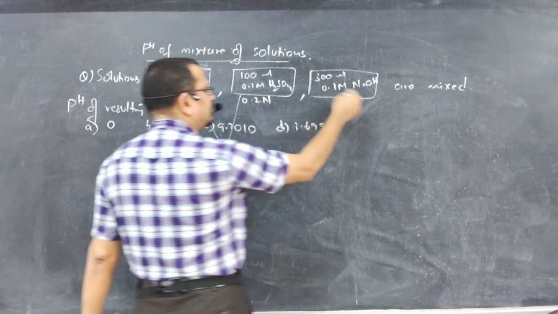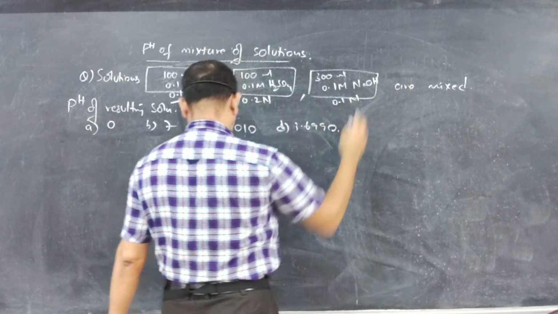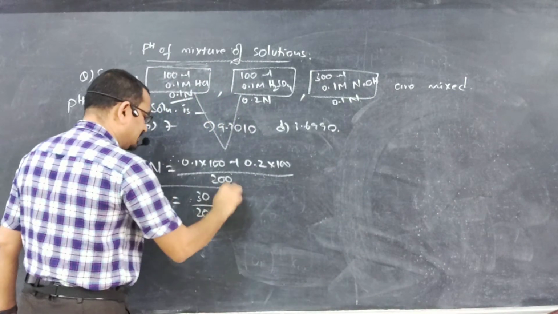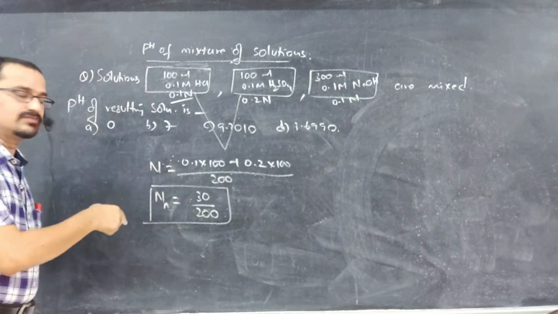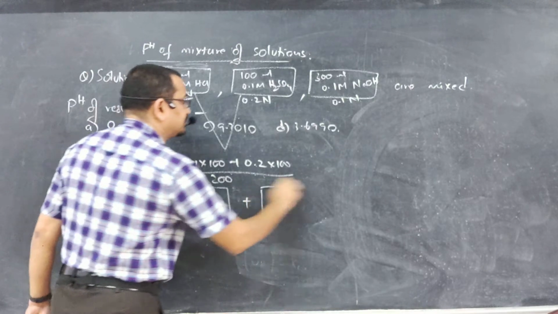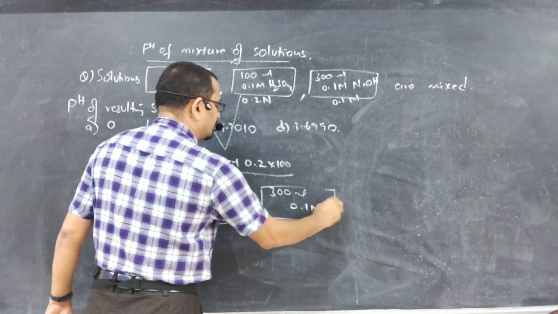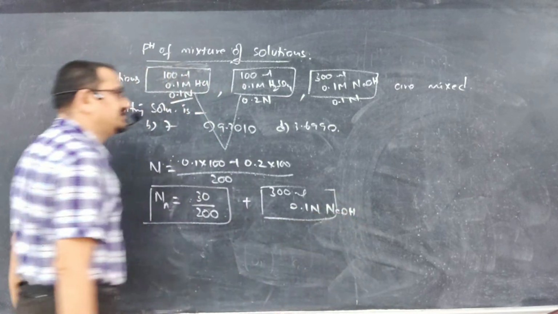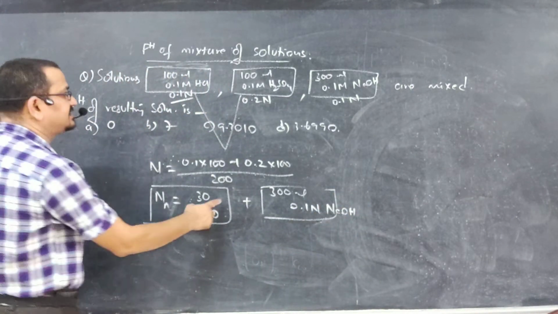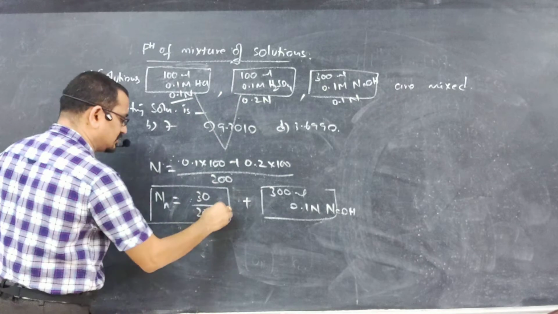What is the normality of the base? 0.1 normal. Now this normal acid mixture is being mixed with the 300 ml of 0.1 normal NaOH. This volume is what? 100 plus 100, it is 200 ml.